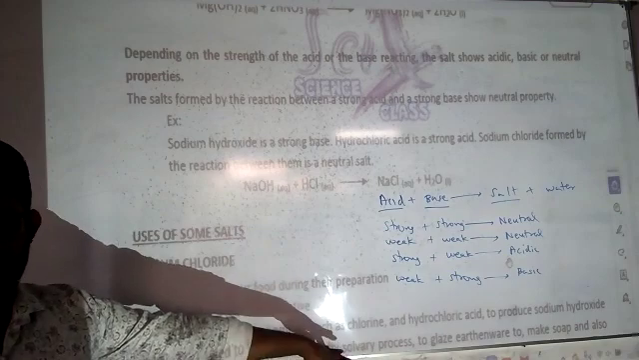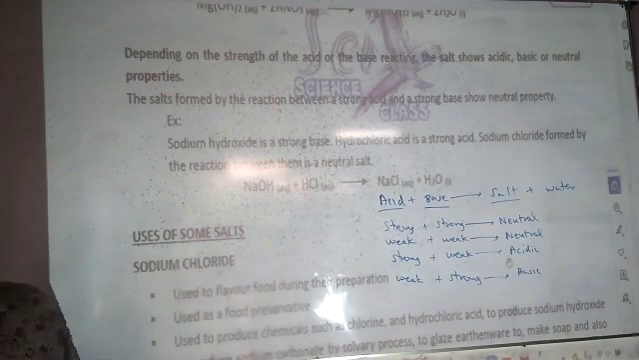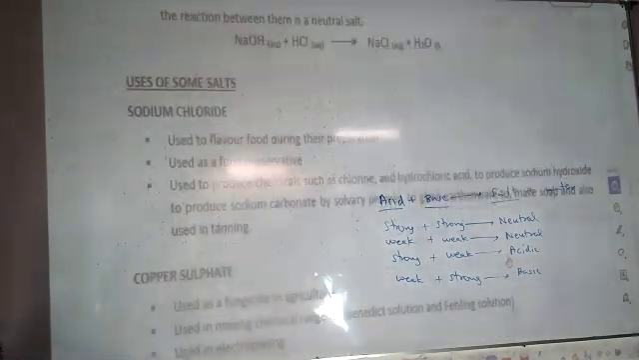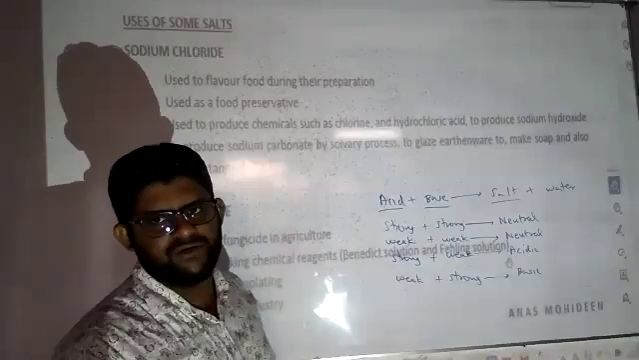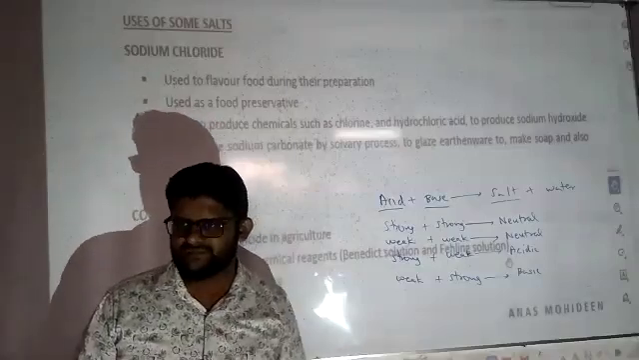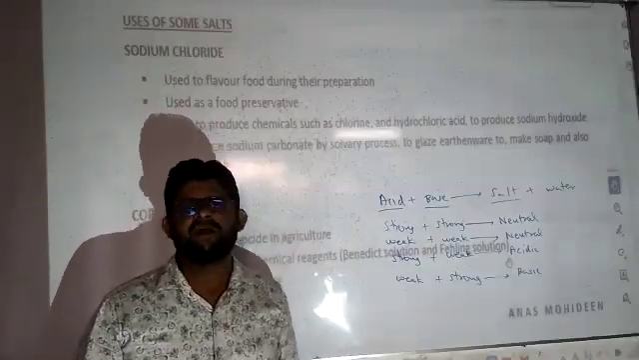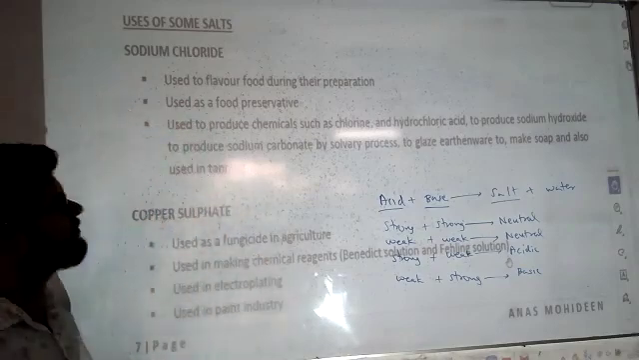Done with this? Okay. Now what are the examples of these salts? Sodium chloride. We use it as a food preservative, and also to flavor the food when we are cooking and preparing meals.